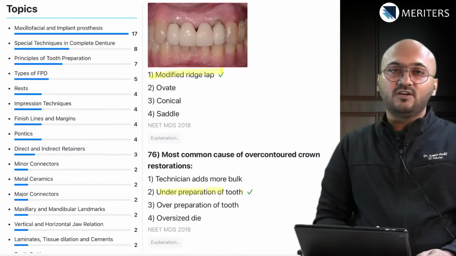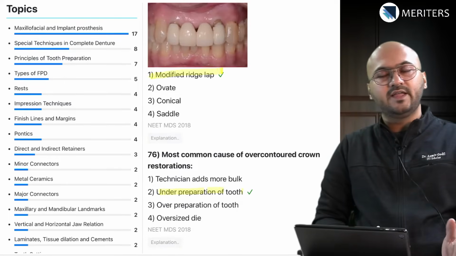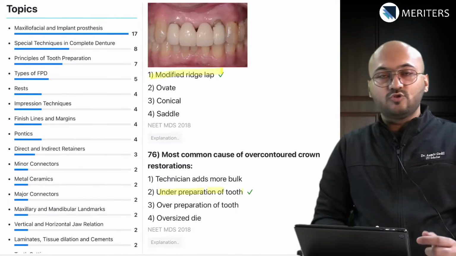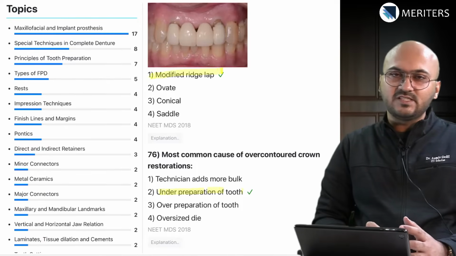This is one of the topics that are really upcoming. You will see a lot of questions coming up in all INI-CET AIIMS exams also. So do not neglect maxillofacial and implant prosthesis. It is not much to cover. It is all basics only.